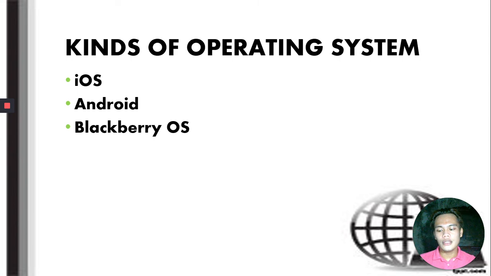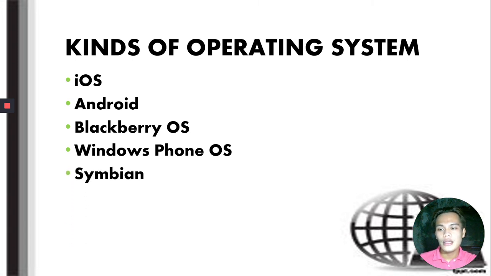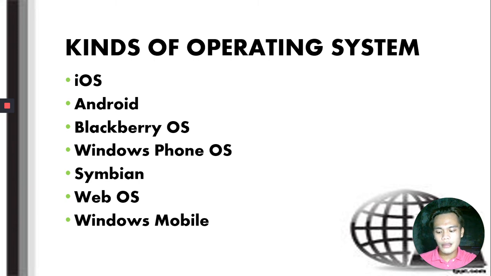BlackBerry OS is used only on BlackBerry phones. Windows Phone OS is a closed source and proprietary operating system developed by Microsoft. Symbian was originally a smartphone OS used by Nokia devices. Web OS was originally used on smartphones, but now it is used on smart TVs. Windows Mobile was developed by Microsoft for smartphones and Pocket PCs. These are the kinds of operating systems that we are using nowadays.